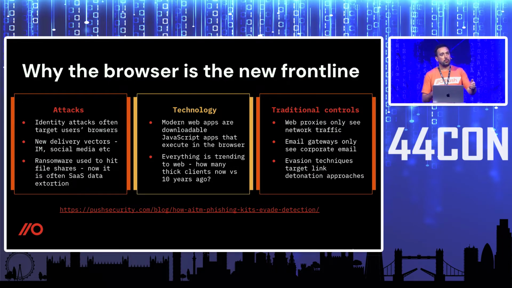It would do an endpoint compromise, encrypt things on the endpoint, find accessible network shares, encrypt that as well. Now, often we see SaaS data extortion. It's the same kind of thing. Attacks have migrated this way too.